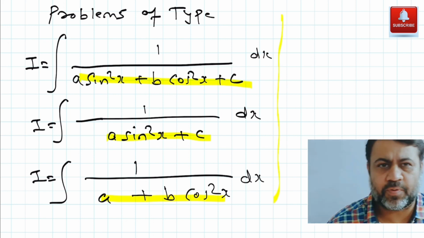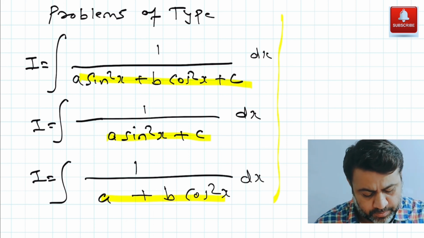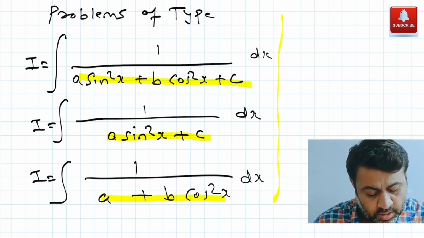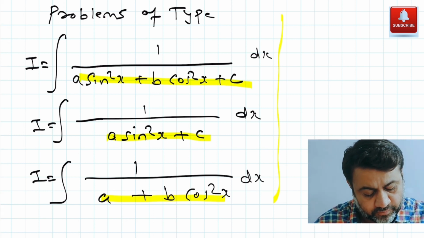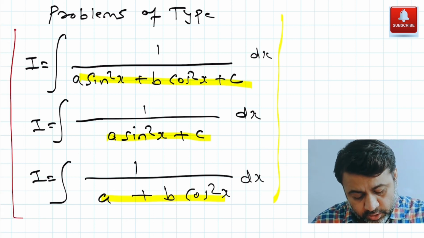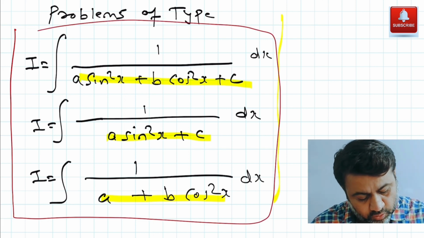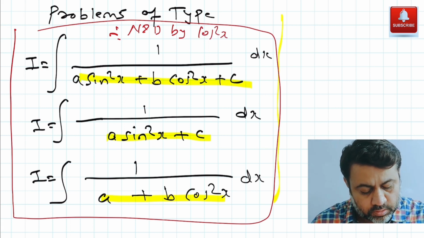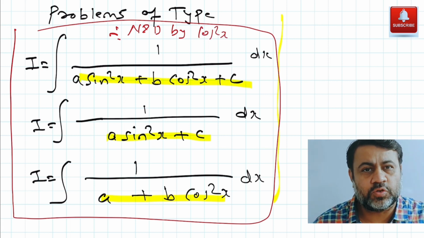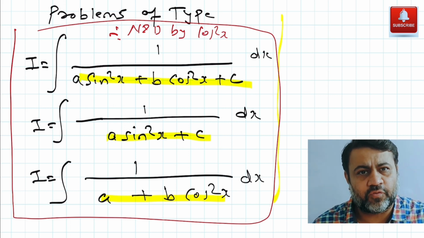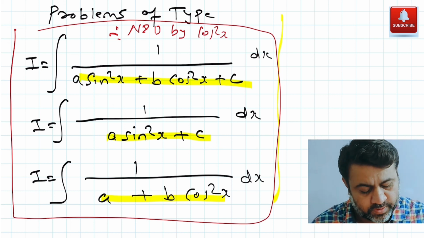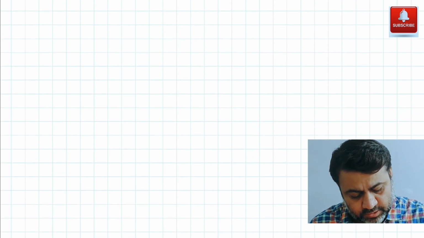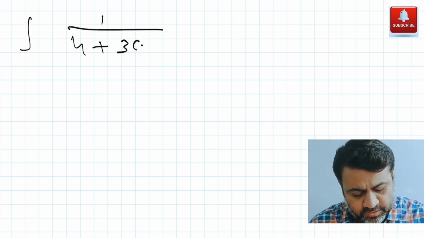This is a particular type of question where the first step is always going to be the same. In any of these three, my first step is going to be to divide numerator and denominator by cos square x. You can then go with the substitution method and apply the special integral formula to this type of question. Let's take a couple of questions which will give you a good idea what exactly to do. My first question is integration of 1 by 4 plus 3 cos square x.